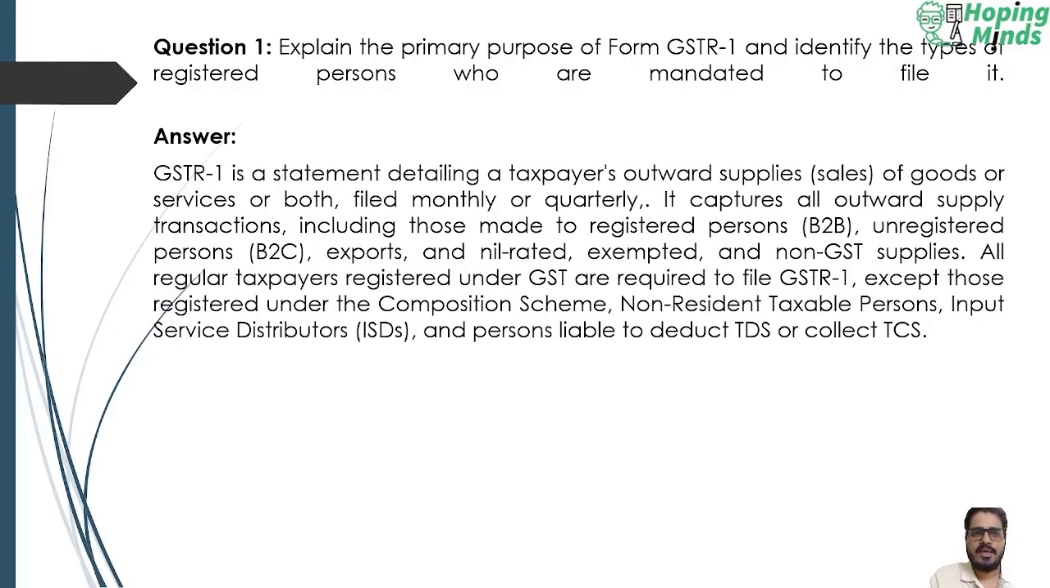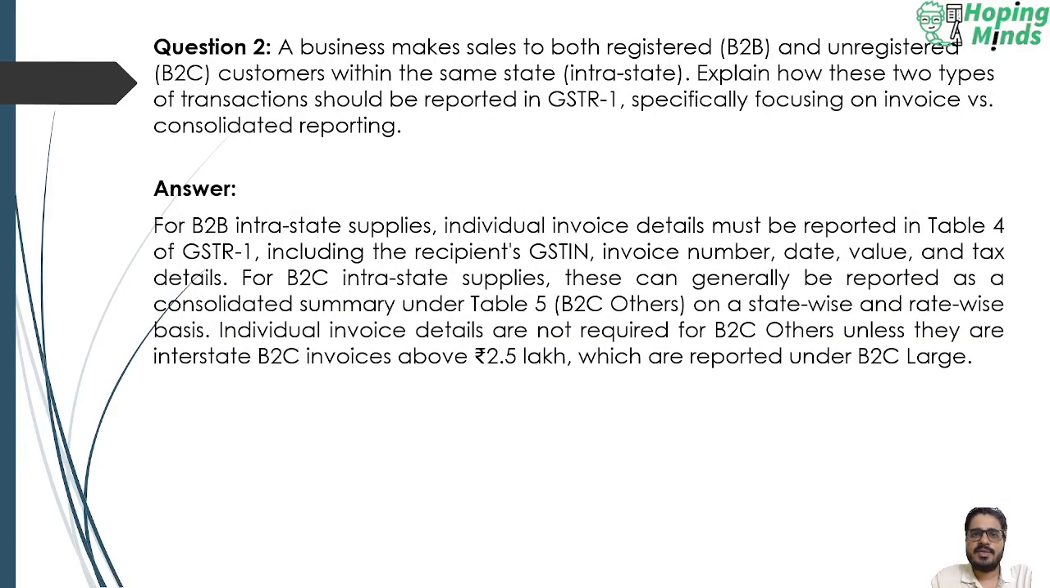So moving ahead, a business makes sales to both registered, that is B2B parties, and unregistered, that is B2C customers within the same state, that is intrastate. Explain how these two types of transactions should be reported in GSTR1 return, specifically focusing on invoices versus consolidated reporting. In this case, the business has executed only intrastate supplies, so CGST and SGST will only be charged. IGST will not be charged.